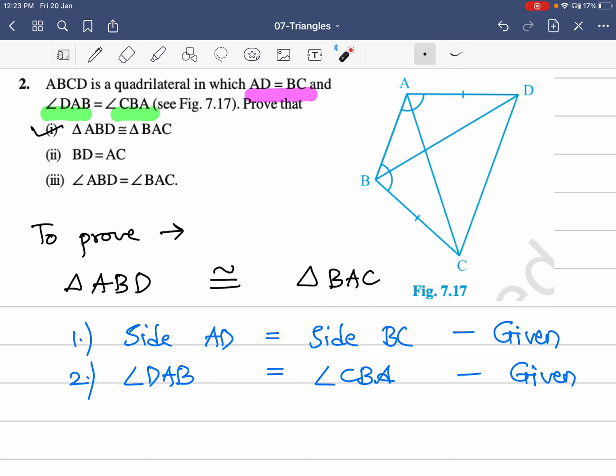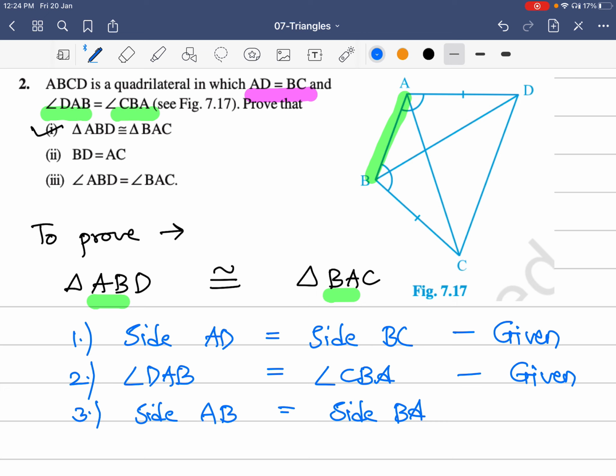Now look at this ABD and look at this BAC. Can you find the third side which are congruent to each other? It's quite obvious. It's AB and BA. AB and BA are the same sides. You can see this is the common side AB and BA to both the triangles, which are also equal to each other. So that becomes our third point. Side AB is equal to side BA. Why? Because it's the same side. So they are obviously equal to each other.